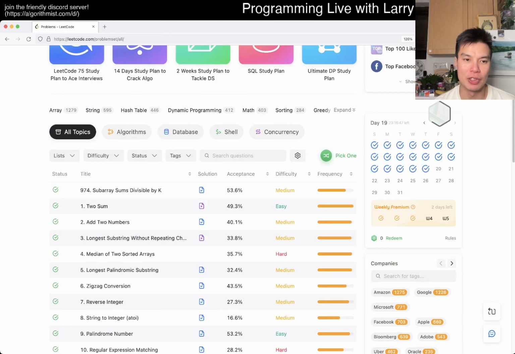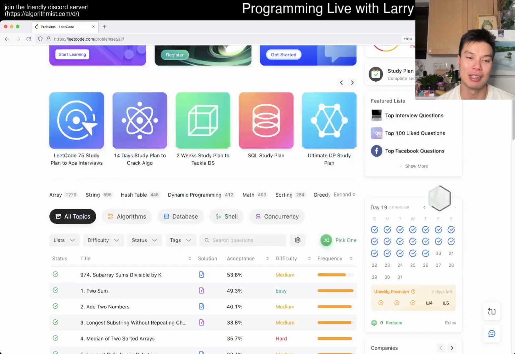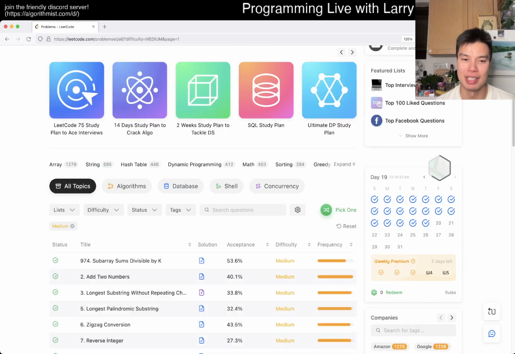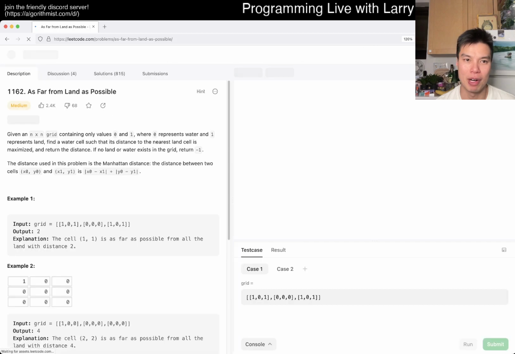This is me trying to do an extra question on January 18 of the year 2023. I'm going to do a medium one, obviously that I haven't done before. Hope it's not an SQL problem.